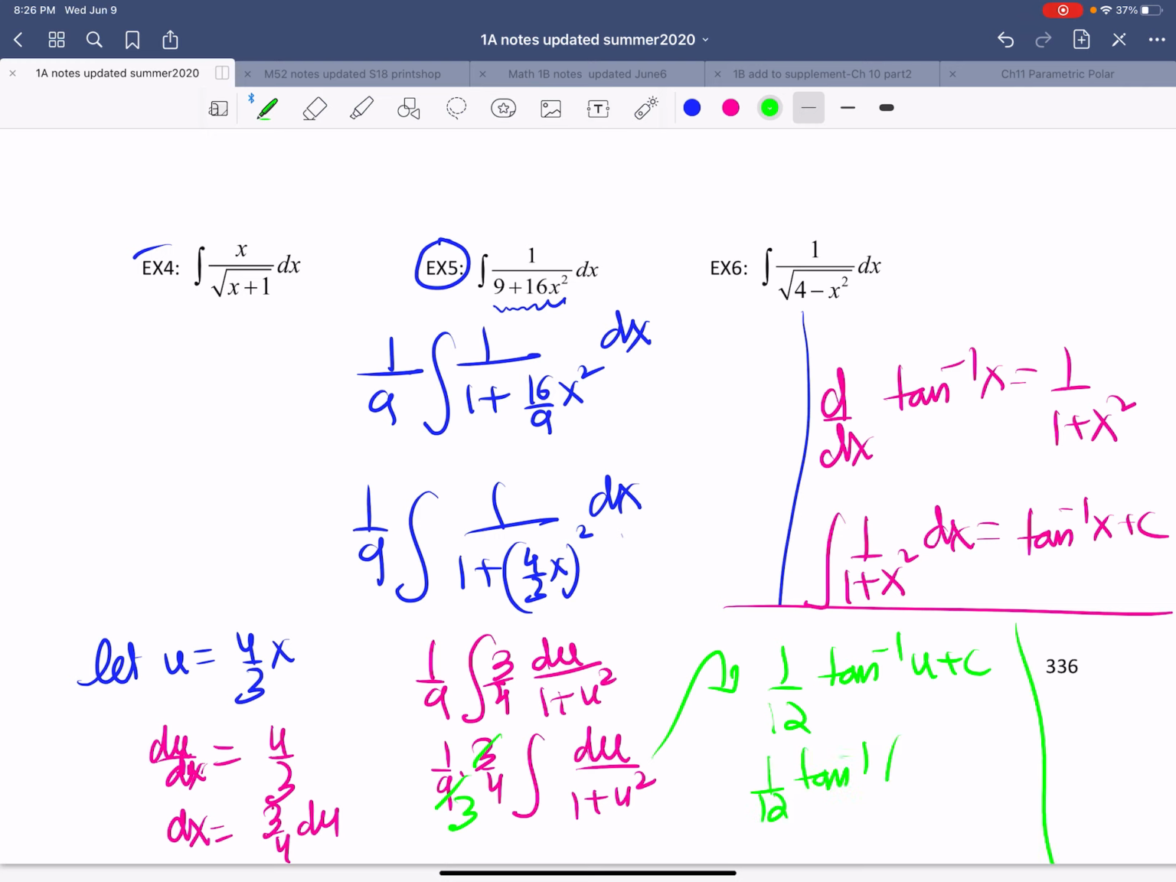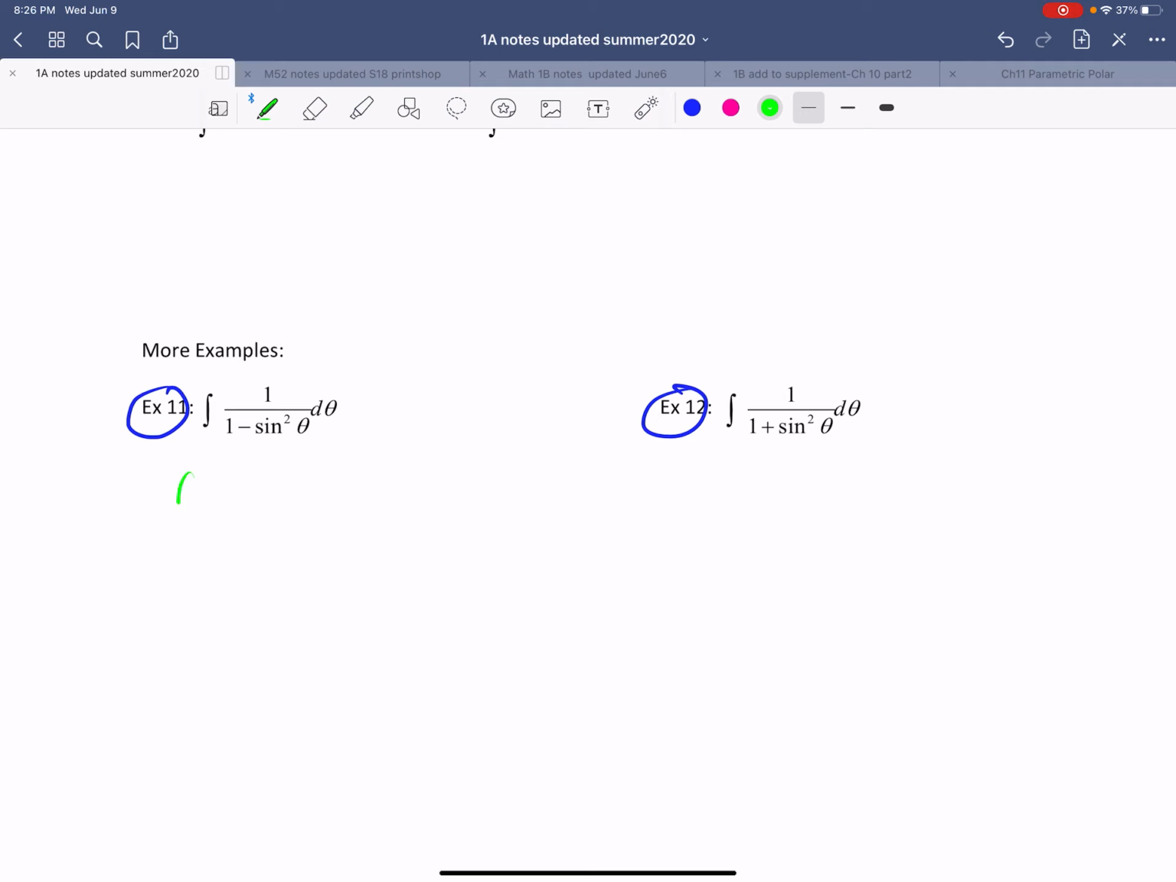Let's look at a couple more examples. Here's another one, 1 over 1 minus sine squared theta. So how are we going to do 1 over 1 minus sine squared theta? Well, this is not too bad because 1 minus sine squared theta is cosine squared theta, and 1 over cosine squared theta is secant squared theta d theta.